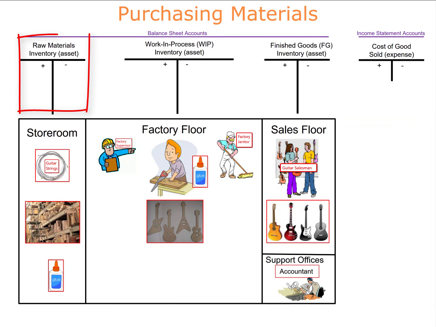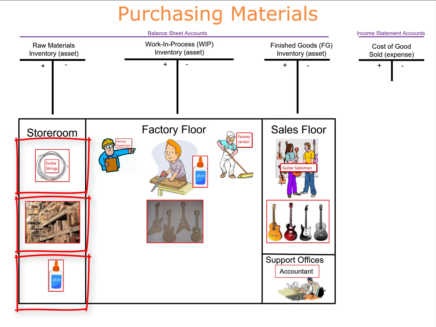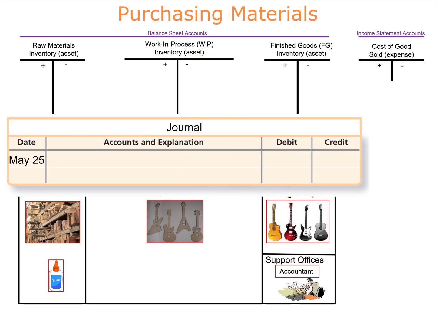The company is all out of raw materials, so on the 25th of May, the company orders and receives $800 of wood, guitar strings, and glue. The order is on account. So in the journal, we need to debit raw materials inventory, an asset account, and credit accounts payable, a liability account.